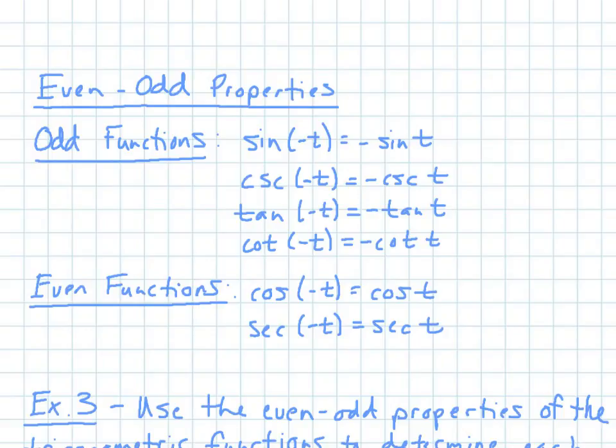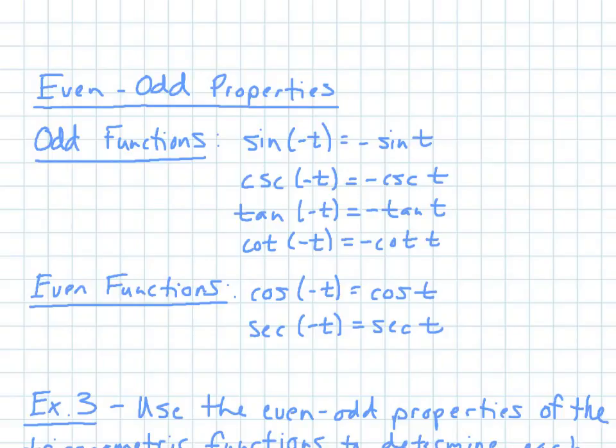Here, now I want to talk about even and odd properties. So if you remember back to chapter 2, we were talking about functions, and there were odd functions and even functions. Ones that were even functions were symmetric with the y-axis. So if you plugged in a negative value for x, you were going to get the same exact function that you started with before you plugged it in. And odd functions, when you plugged in a negative, changed all the signs to the opposite. So if something was negative, it went to positive. If it was positive, it was negative.